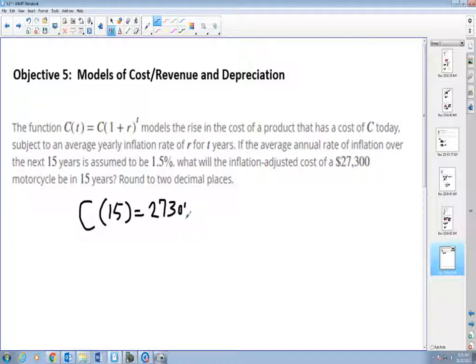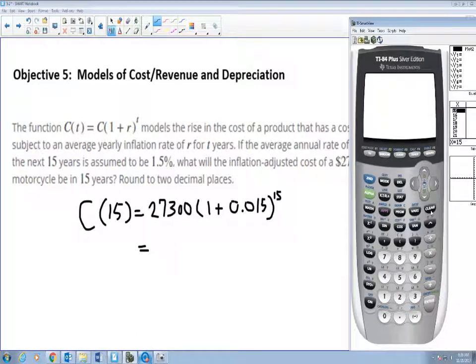27,300 times 1 plus my inflation rate. 1.5%: 0.01 is 1%, so 1.5% would be 0.015, raised to the 15 power. So this is a lot like the compound interest formula, except my n is 1, because the inflation rate is calculated annually. That's why we don't see this over 1 thing. So this is practically a compound interest formula.